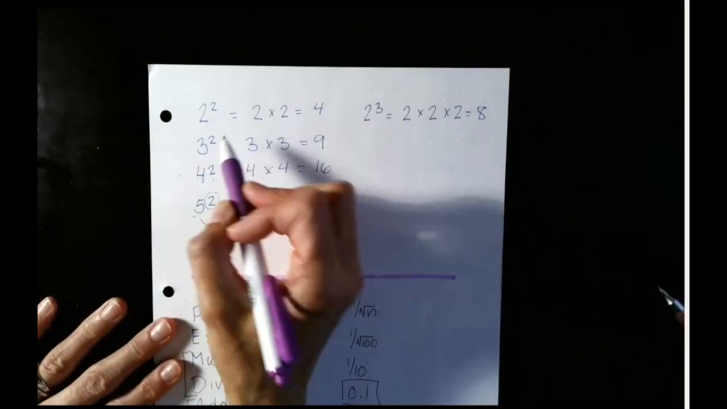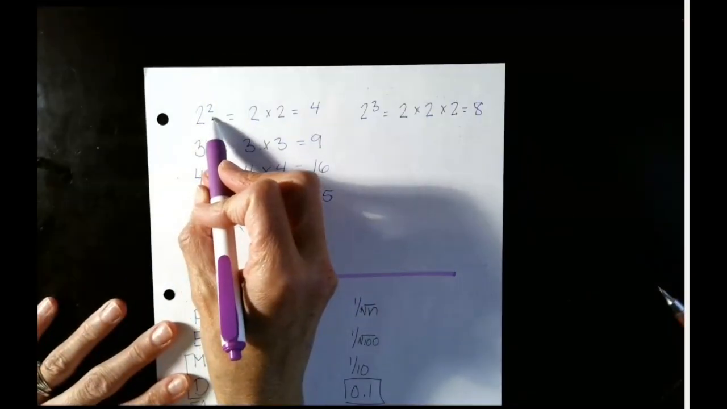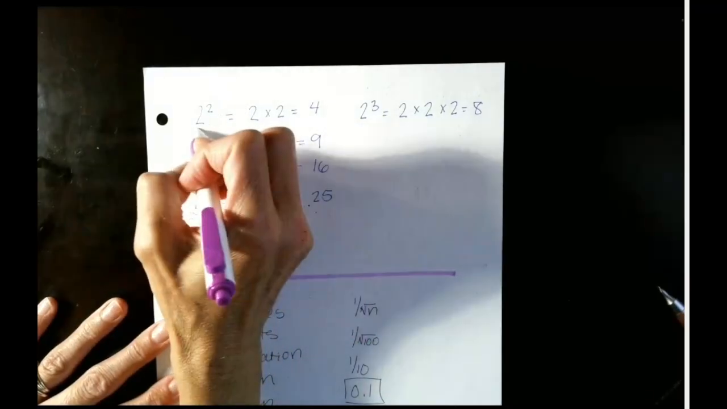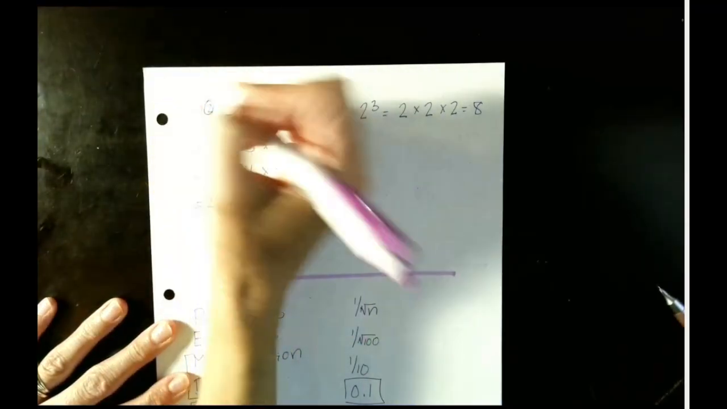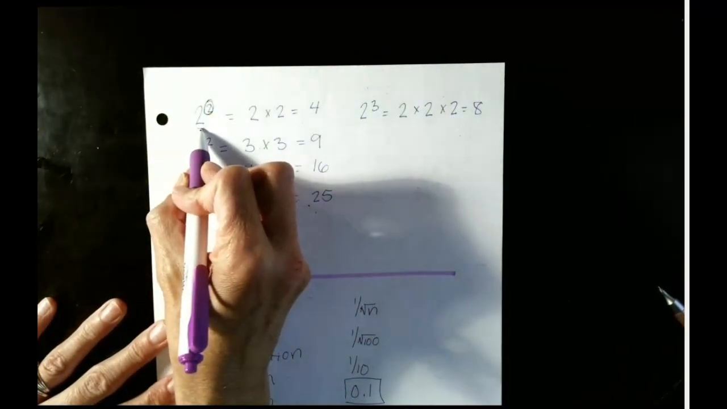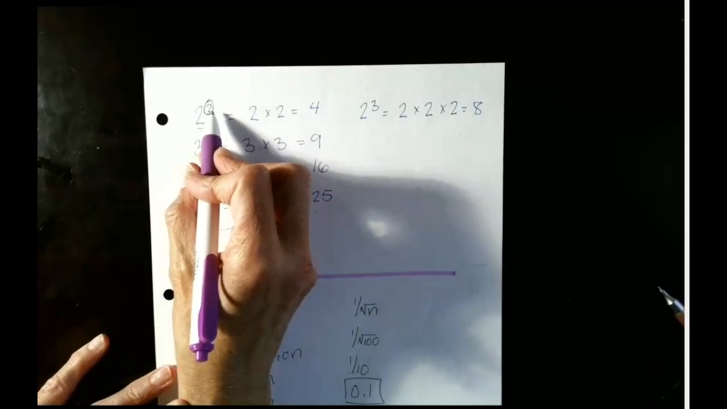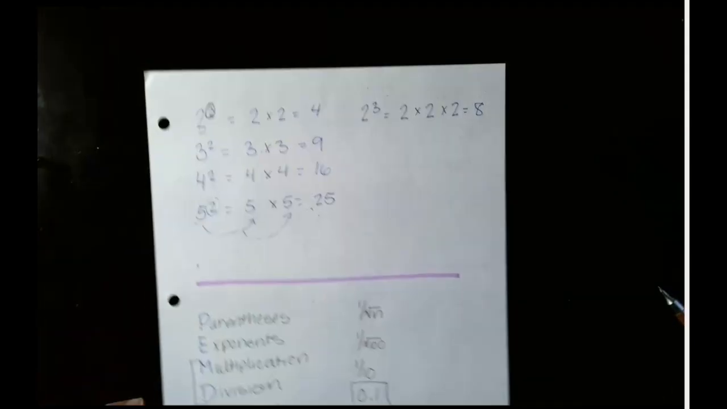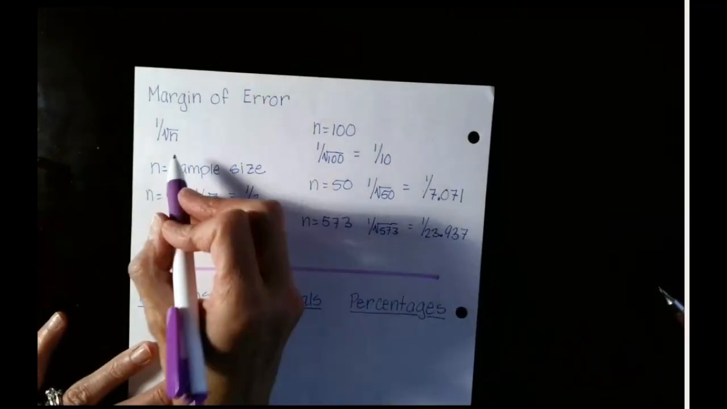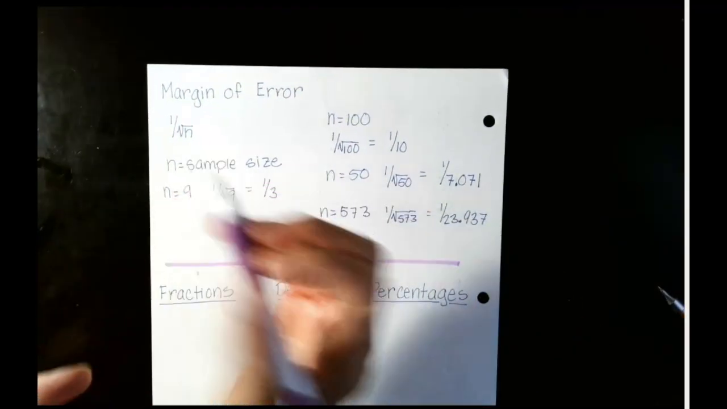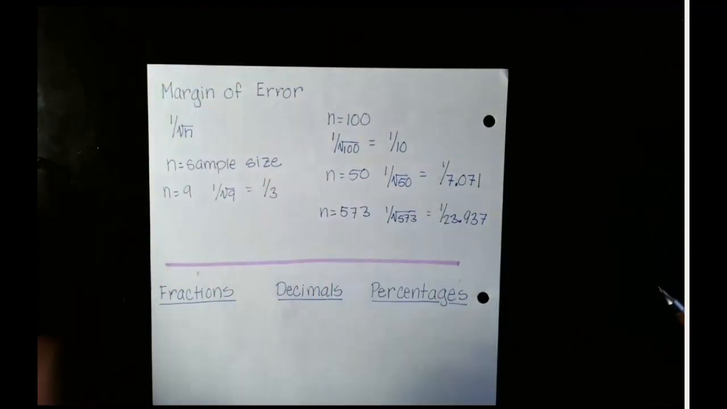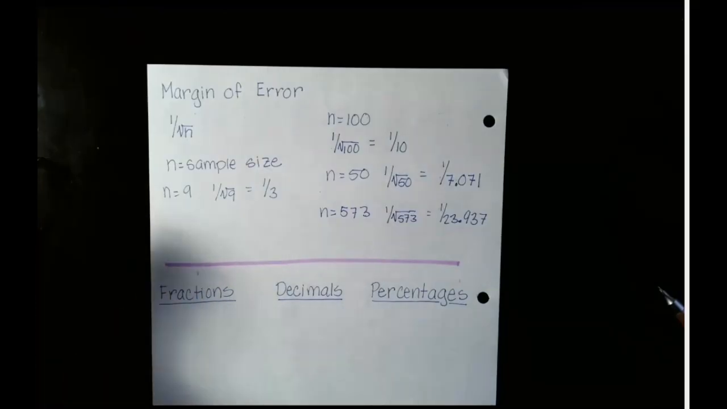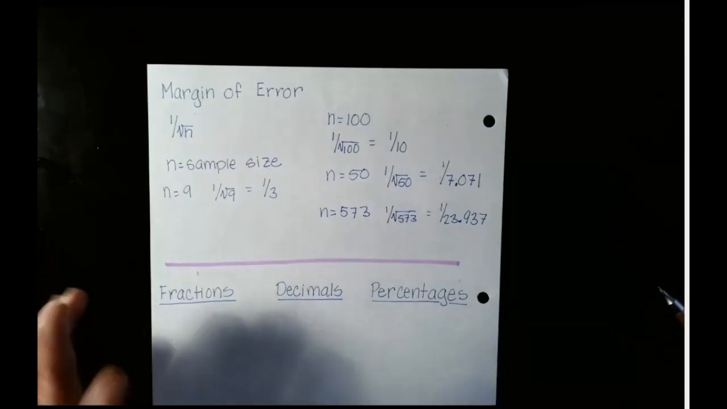So as a review, when we have an equation with an exponent, this is our base number, this is our exponent. Our base number is what is being multiplied. Our exponent is telling us how many times to multiply that base number. Then our square root is always going to be the opposite of the squared. We're not going to go beyond the square root and the squared, so those are the only ones you'll need to know for this class.